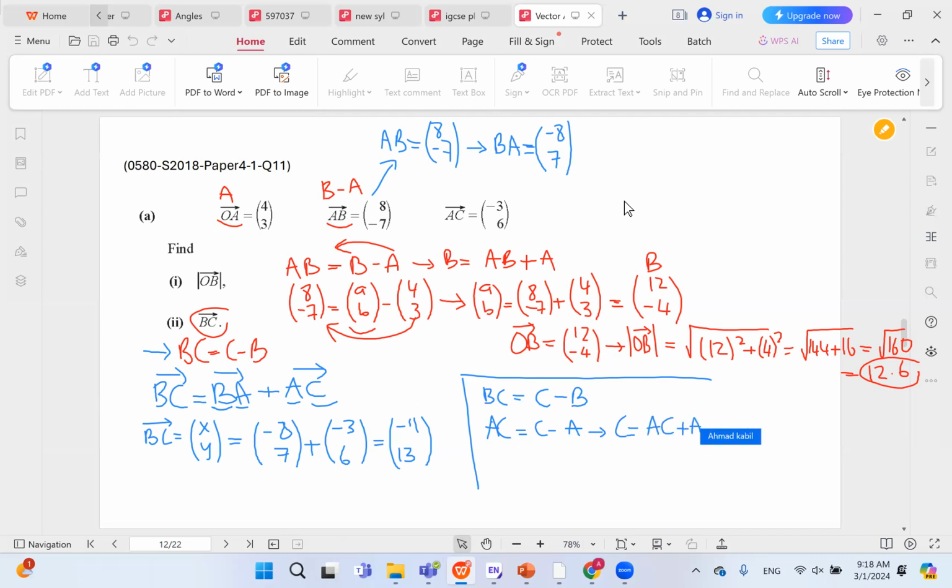And then we have AC and we have A. So AC would be negative 3, 6 plus vector A or vector OA, which is 4, 3. And then we can get vector C by simply adding these two vectors. So we get 1 and 9. Now we can use the vector that we obtained. So we have 1, 9 minus the vector B. We already got the vector B in the previous problem. We already have the vector B here. So we can just write 12 and negative 4.